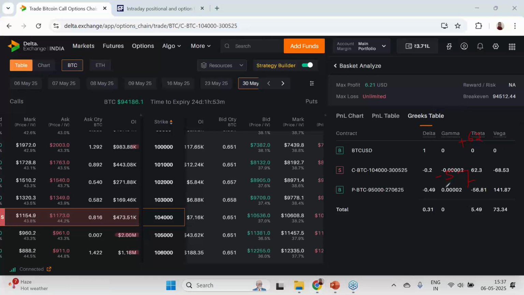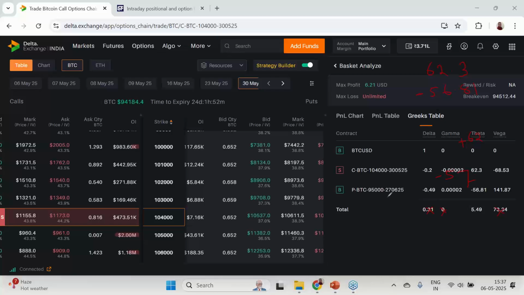The strategy we are entering here: ignore the delta part, ignore the gamma part, ignore the vega part. Only the theta part is there. One theta is 62.3, which we are receiving, and the other theta we are sacrificing or giving is 56.81. This we are losing every day. When it goes for the payoff, because we have bought the future, if the future is going up, then it will give us the profit.